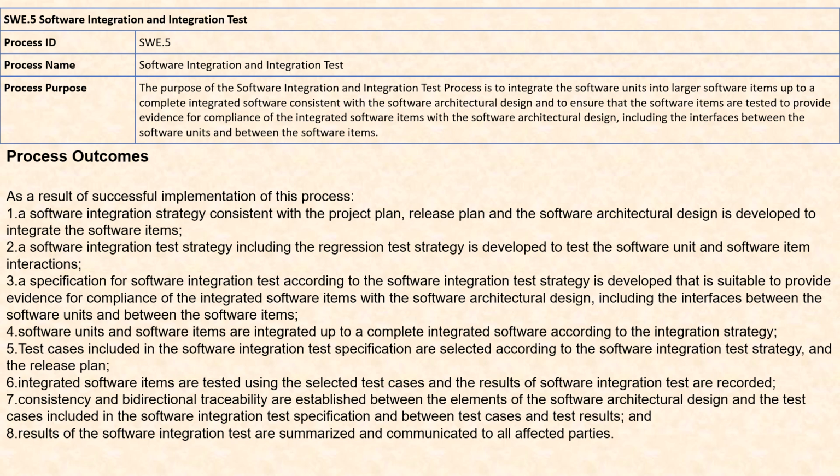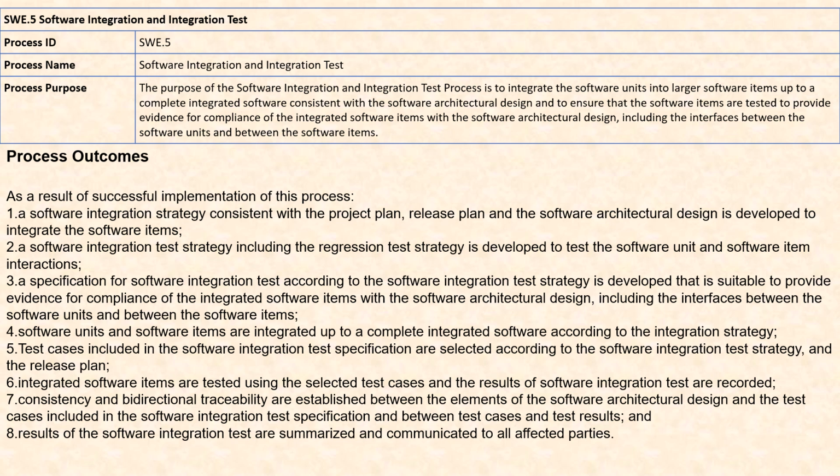Now, software units and software items are integrated up to complete integrated software according to the integration strategy. Once the strategy is clearly finalized, as per that strategy, software units and software items are integrated. And of course, next the test cases, including the software integration test, are selected according to the software integration test strategy and release plan. And integrated software items are tested using selected test cases and the results of software integration test are clearly recorded.